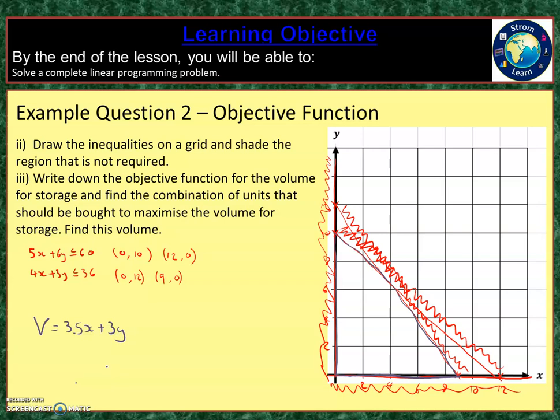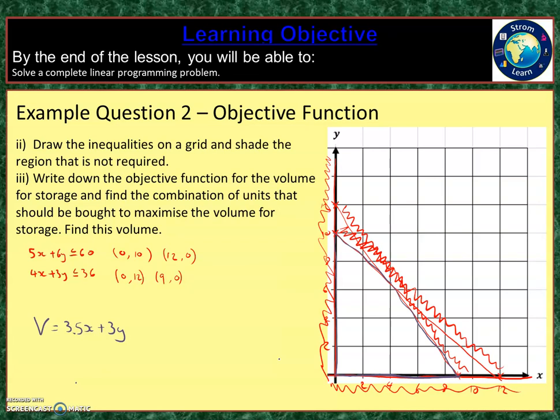So this is what we call the objective function. Okay, so what we want to do is find the equation of a line which fits this pattern.